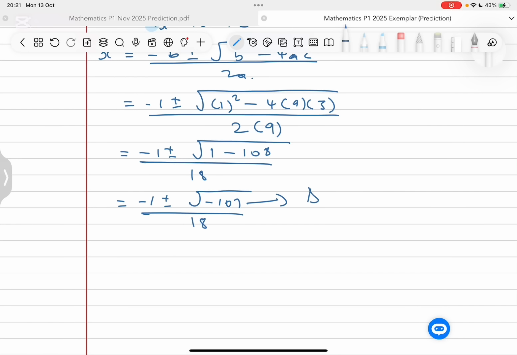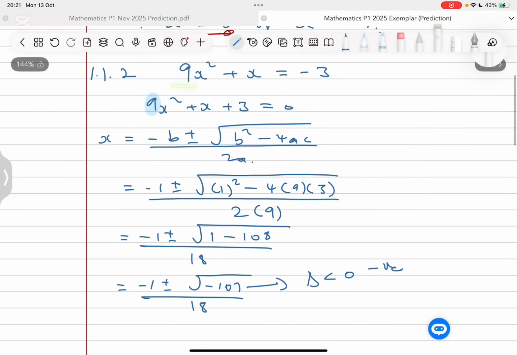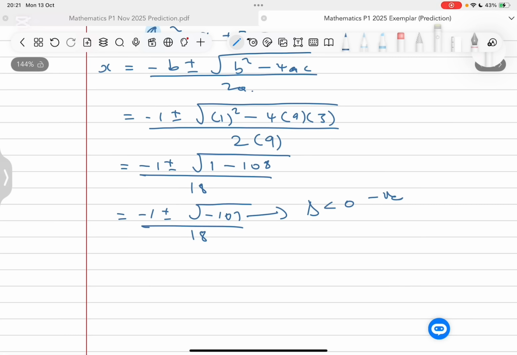Now at this stage, we can see that our discriminant, the number here, is less than 0, meaning it is negative. So if it is negative, it means the solutions or the roots that we're going to get for this equation are non-real numbers. They do not fall in the real number system.